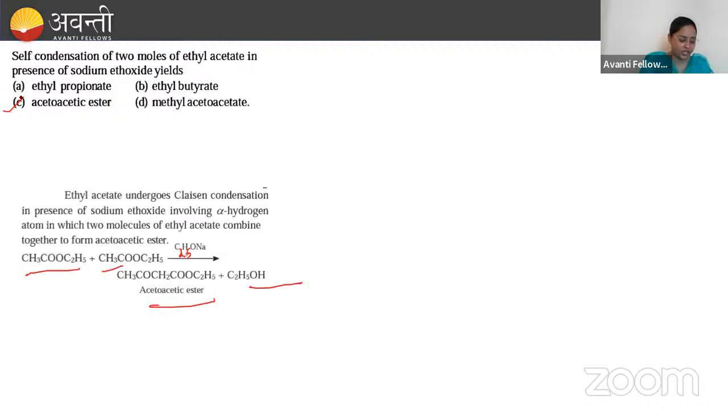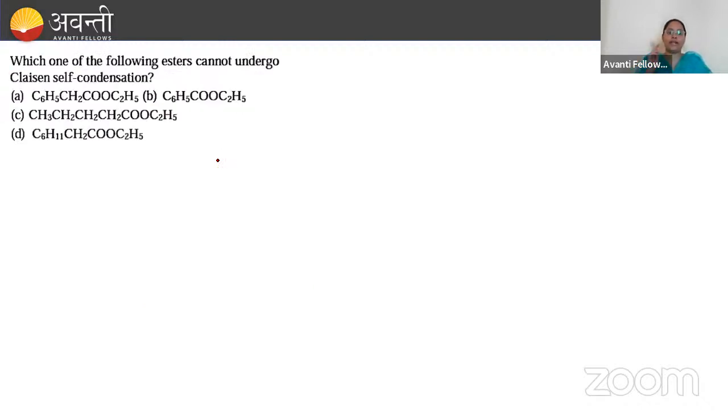Yeah, any doubt in this reaction? Should I explain it more? See, ethyl acetate undergoes Claisen condensation in presence of sodium ethoxide involving alpha hydrogen atom, in which 2 molecules of ethyl acetate combine together to form acetoacetic ester. So the name of this reaction is Claisen condensation reaction. Very, very good problem. And please remember that when 2 ester groups undergo self condensation, there is a formation of acetoacetic ester and alcohol.